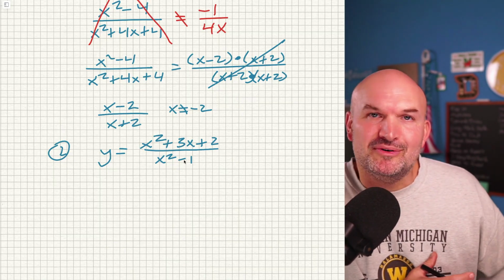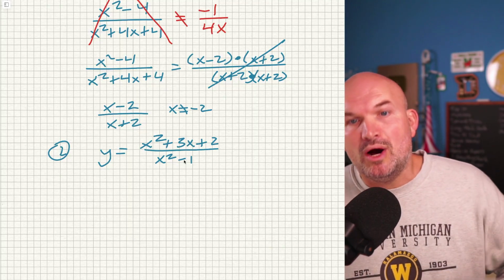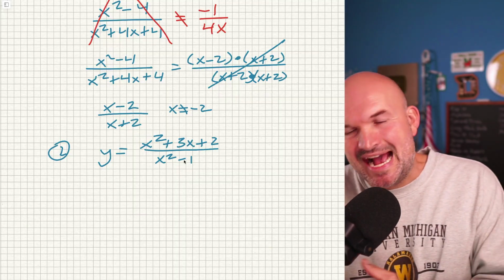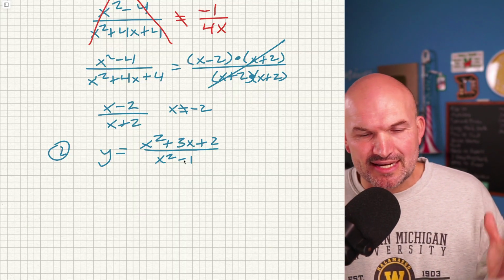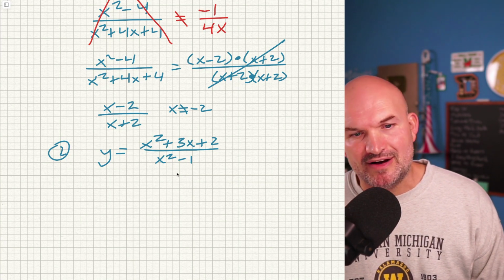Typically, we learn simplifying first with rational functions, and students just hate it because it requires so much factoring. And then we get into graphing and we learn things like asymptotes and x and y intercepts, and it's like, all right, there's a nice little break. But ladies and gentlemen, we cannot forget to simplify.